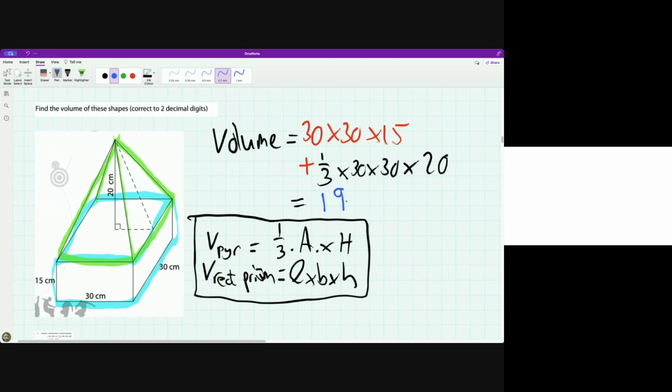I am getting 19,500, and that would be centimeters cubed. How did we get the area? So Sanako, if you look at this shape here, it says that it's a 30 by 30 centimeter shape. So you know that this is actually a square. And to find the area of a square, you just go 30 by 30. And then here at the top, it's 30 by 30 by 15 for that.